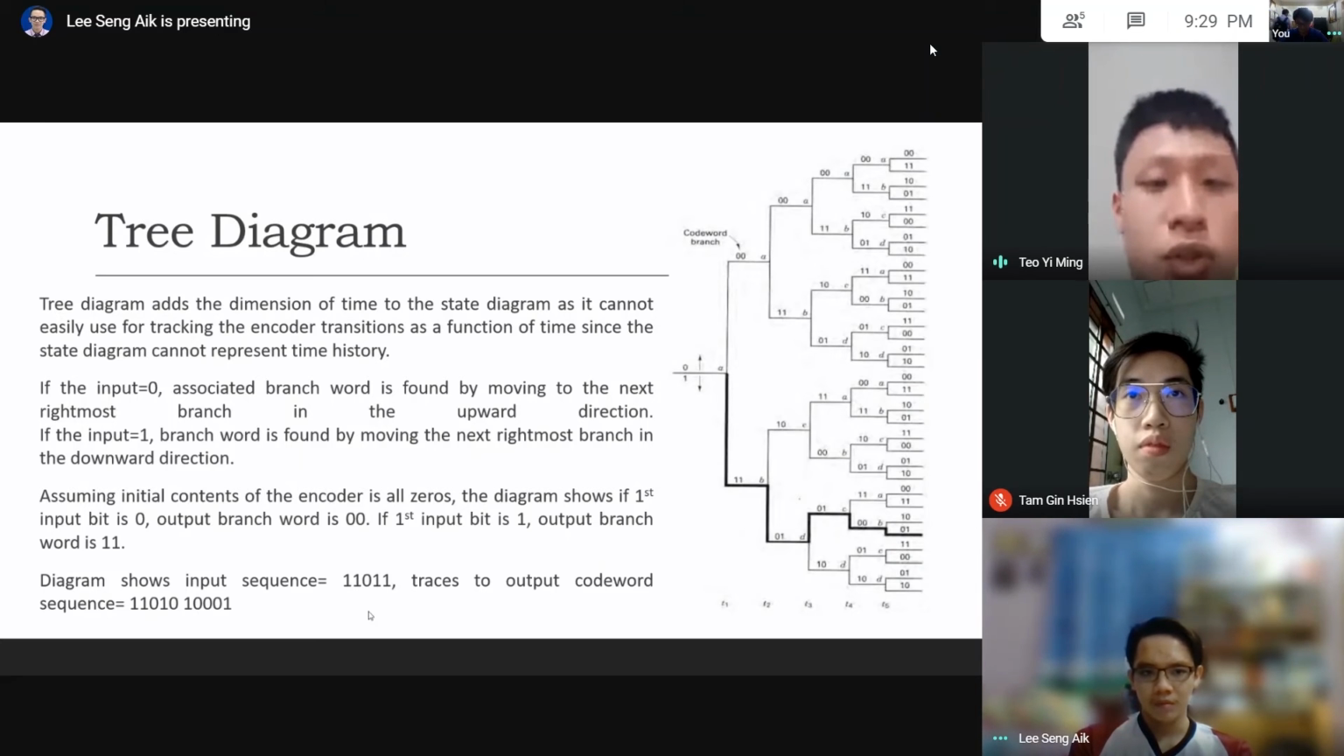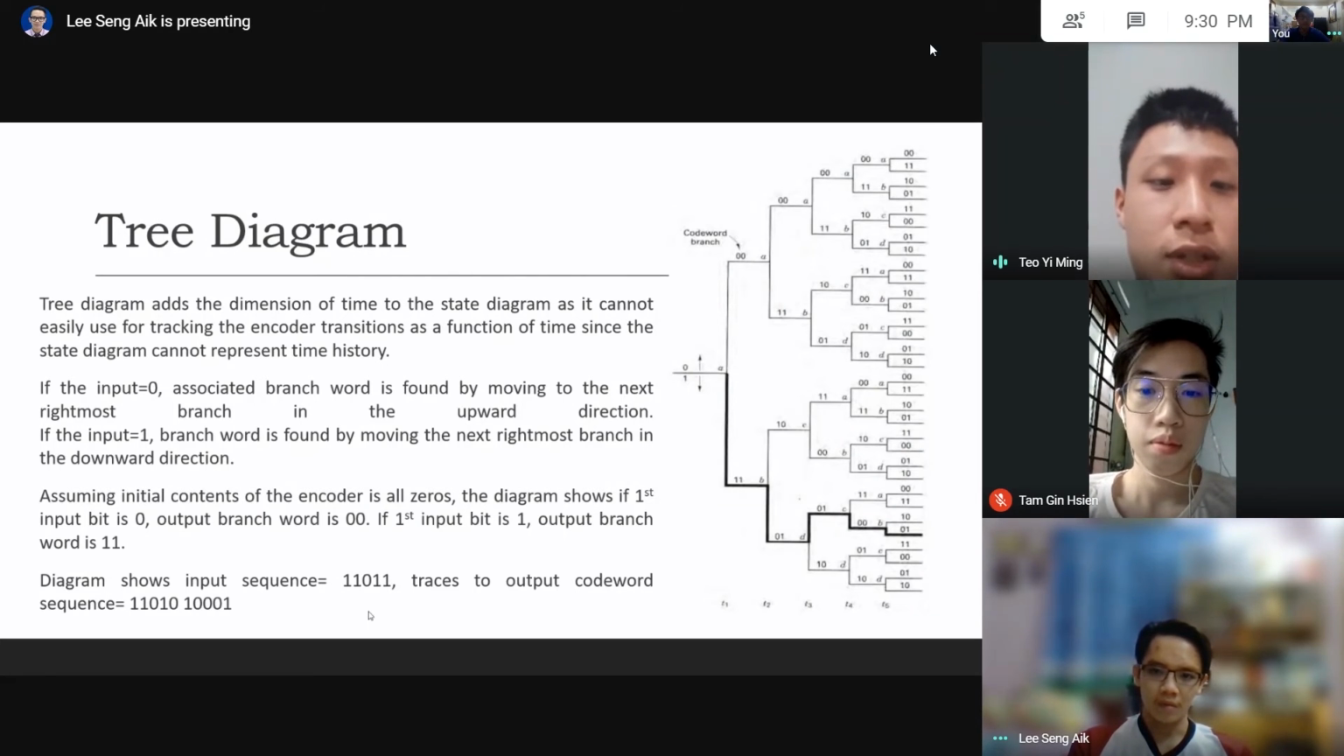If the input is equal to 0, the associated branch word is found by moving to the next rightmost branch in the upward direction. If the input is 1, the branch word is found by moving to the next rightmost branch in the downward direction, assuming the initial contents of the encoder are all 0. The diagram shows if the first input bit is 0, the output branch word is 00. If the first input bit is 1, the output branch word is 11. The diagram shows input sequence 11011 traced to output code word sequence 11 01 01 00 01.